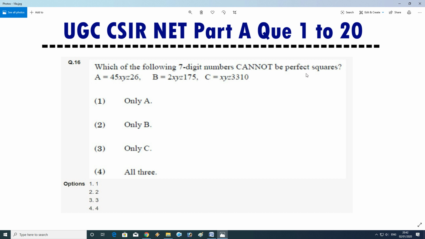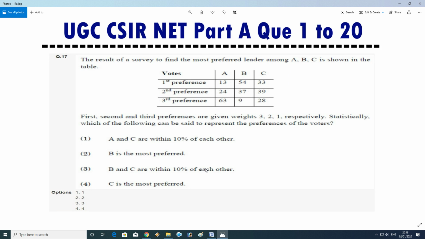Question 16: Which of the following 7-digit numbers cannot be a perfect square? So, the answer is D, all of these.